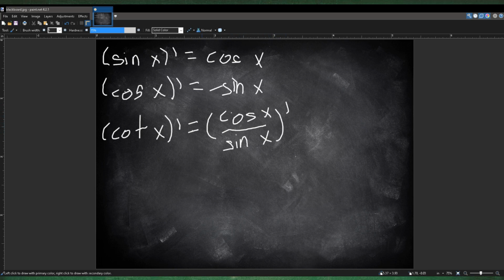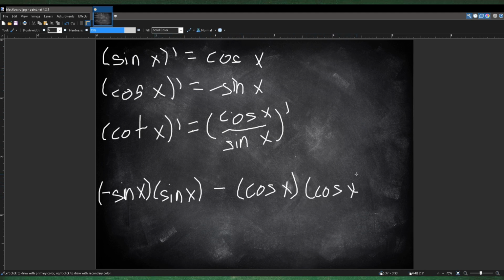So we need to find the derivative of this. The derivative of the numerator, cosine of x, is negative sine of x, right? And now we multiply by the denominator, which is sine of x, minus the numerator, which is cosine of x, times the derivative of the denominator, which is sine of x. So the derivative of sine of x is cosine of x. We're just using the quotient rule over and over again to prove these. So sine of x squared on the bottom, right? This is the quotient rule all over again.